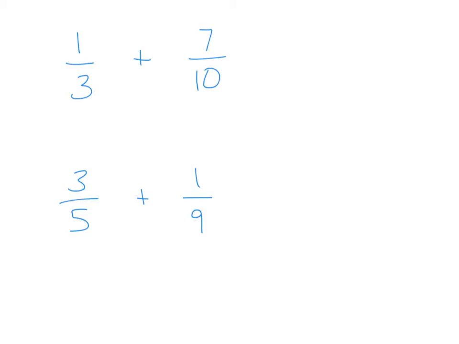Okay, now we're going to look at a couple of problems that are a little more complex. These numbers don't have denominators that work the same way as the other ones. I can't do 3 times something to equal 10 or 5 times something to equal 9, so I can't easily create the same denominators. This creates a conflict in which we need to solve these problems using a different method. This method is multiplying by the opposite denominator.